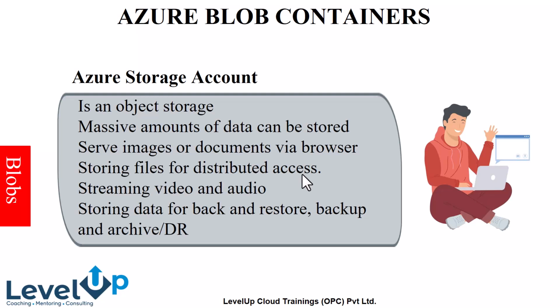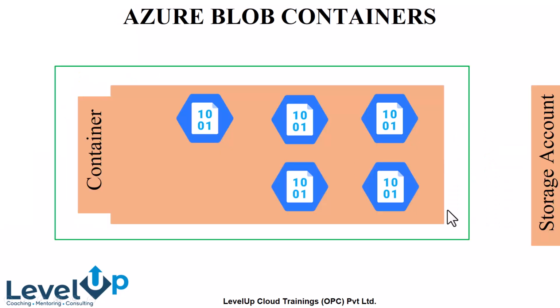Now, how will it look? Let me show you this. Let's say this is my storage account. Inside the storage account, I have to create something called a container. Inside this container, I can store the blobs. So in this particular container, we have 5 blobs. Blobs mean nothing but files. Any file that you store inside a container is called a blob. Blob stands for binary large object.